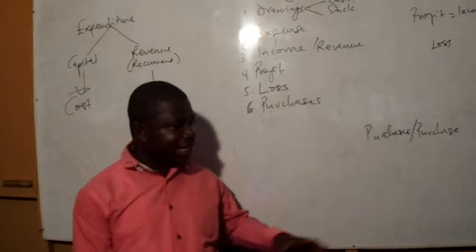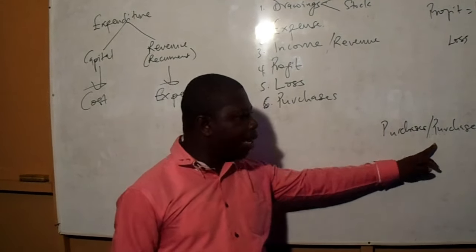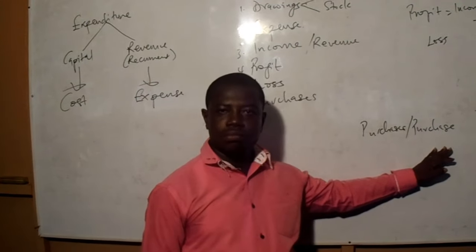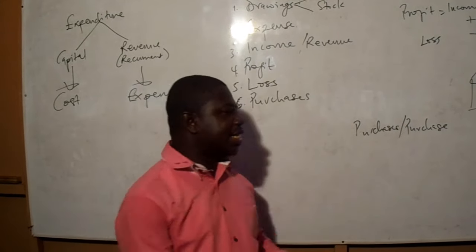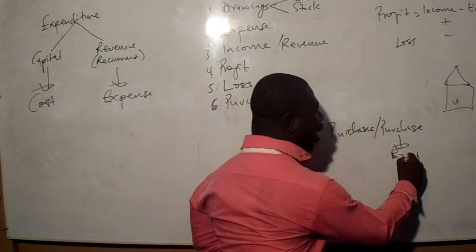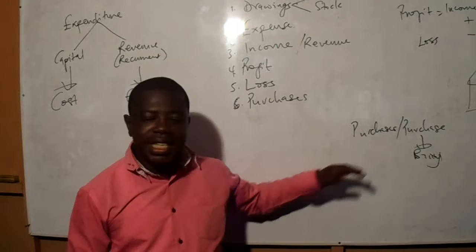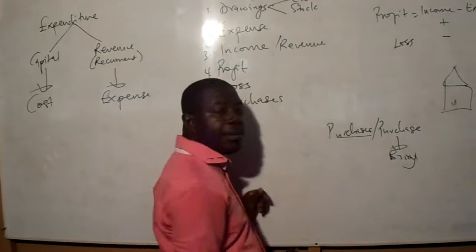There's a difference between purchases and purchase. Purchases is a noun, purchase is a verb. Purchase is just the act. Another synonym for purchase is buy, so to buy means you are purchasing. The present continuous is purchasing. But purchases, when there is an S, becomes a noun.